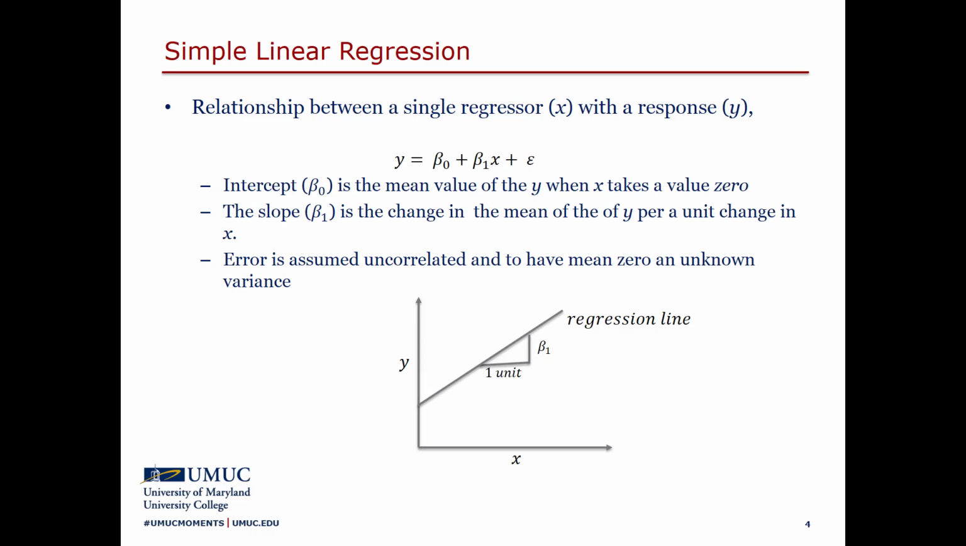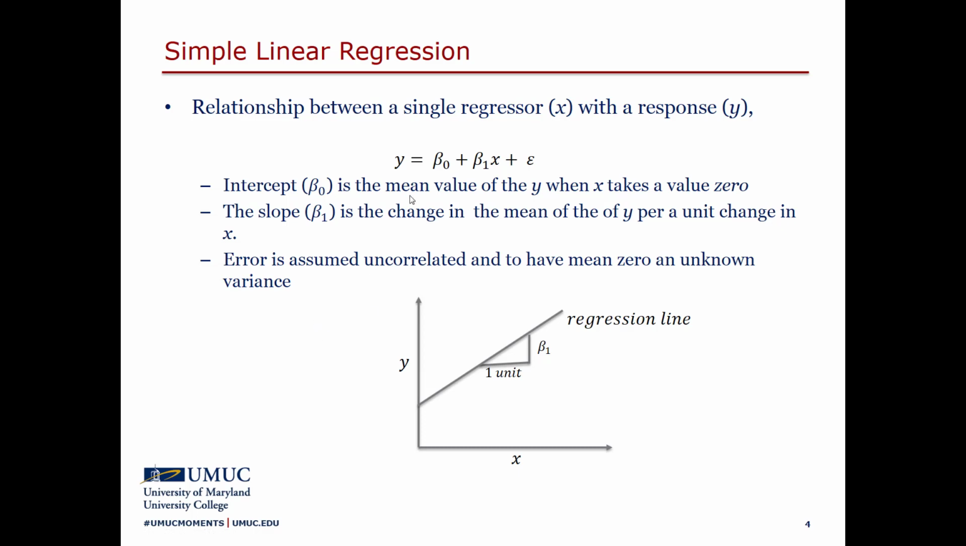Mathematically, the relation between the regressor and the response is expressed like this. So y, the response variable, is the intercept term beta 0 plus the slope term beta 1 times the input variable x plus an error term. So the intercept is the mean value of y when x is 0. Okay, if the domain of x includes 0, then when x is 0, the value of the intercept becomes the value of the response variable. And the slope is the change in the mean value of y per unit change of the x value.